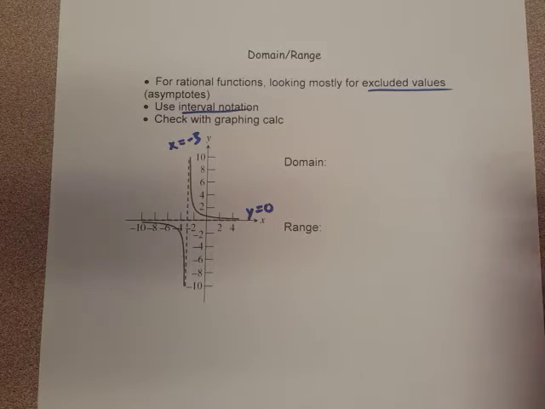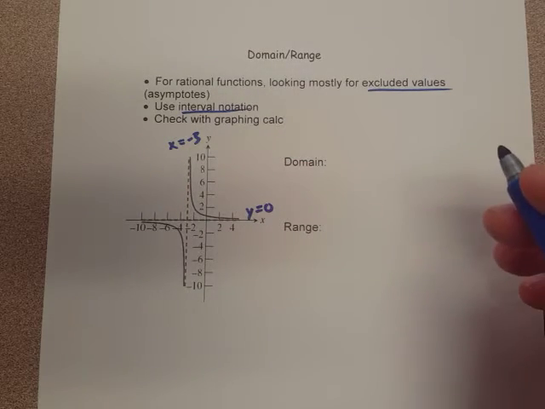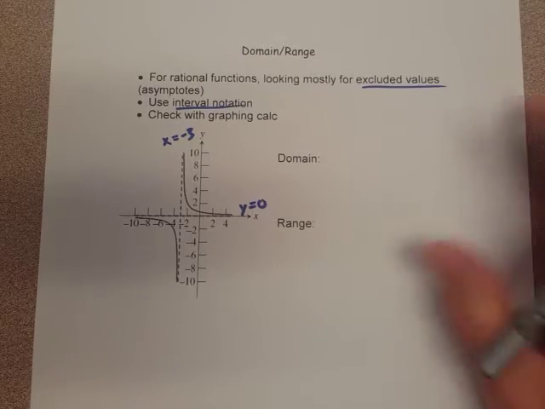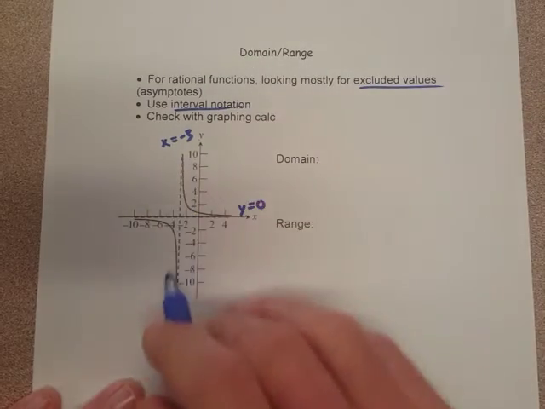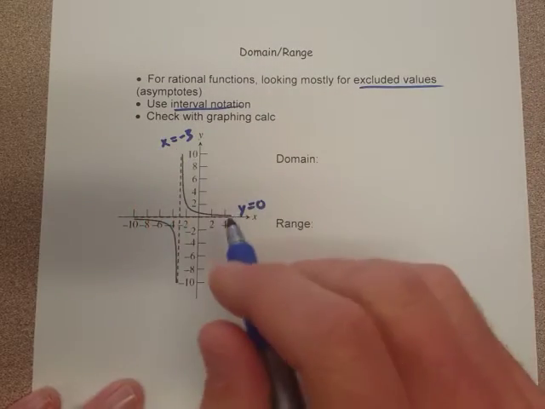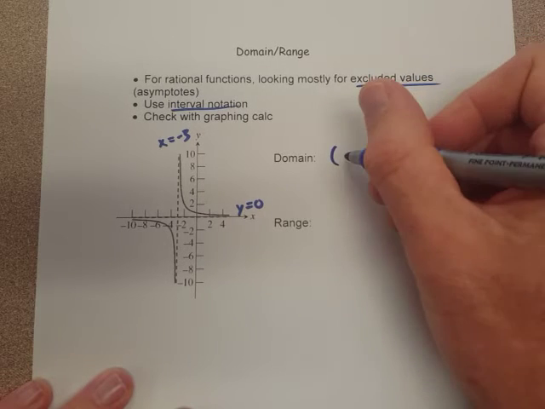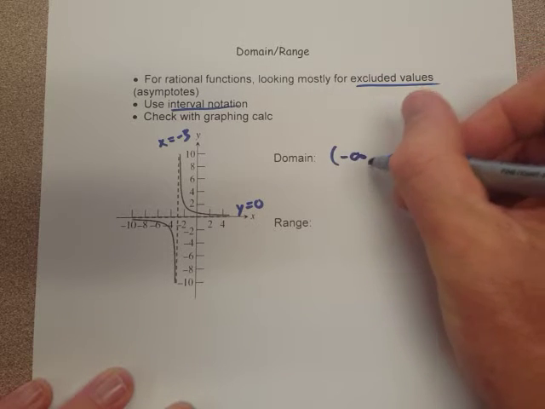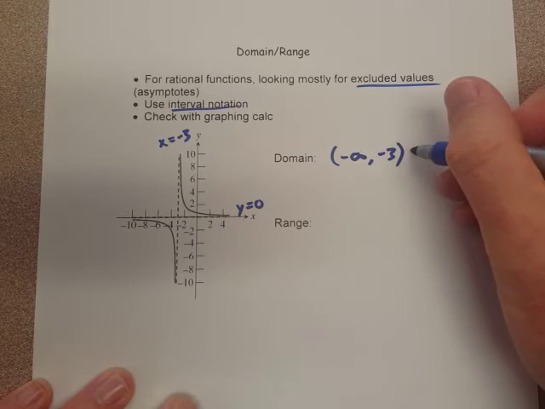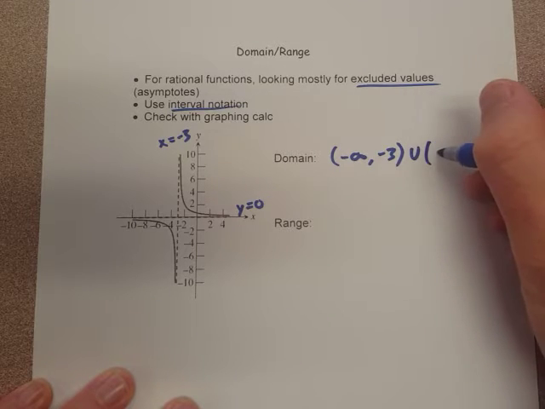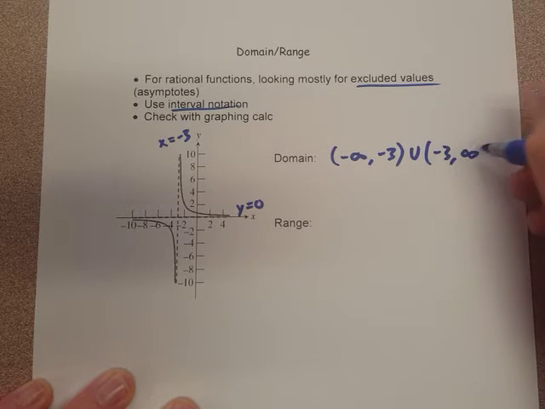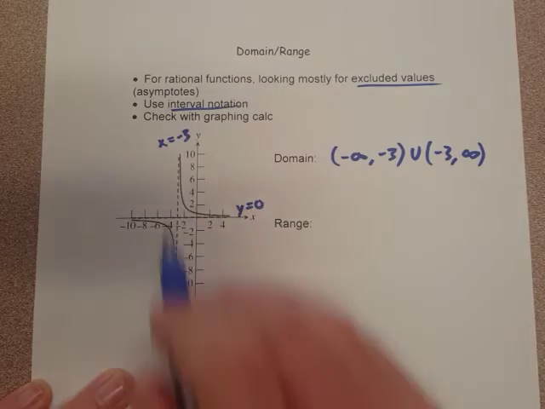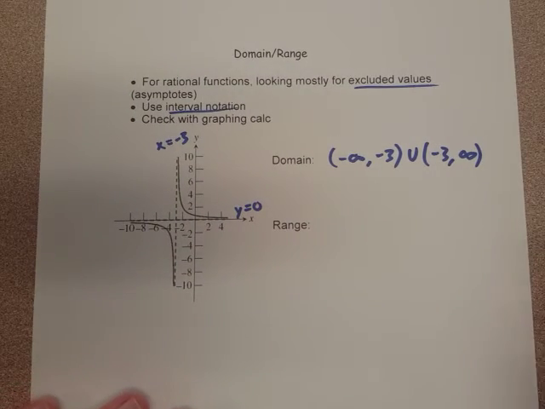And then, when you do have an equation, you can check with your graphing calculator. We're not going to do that here, so we don't have an equation. So the domain of this one is everything except for -3. That means that I can do -infinity to -3, and then connect that with -3 to infinity, because we just had that one break at the -3.